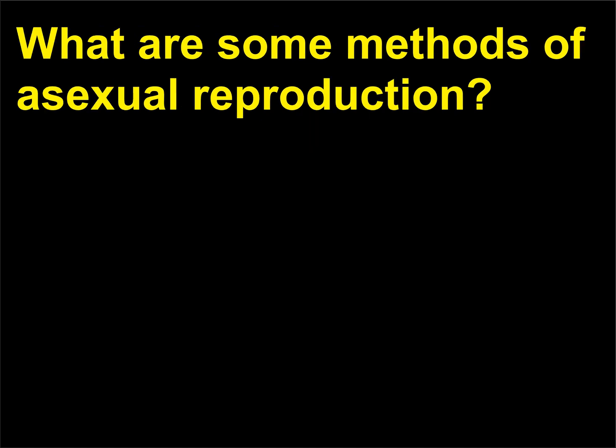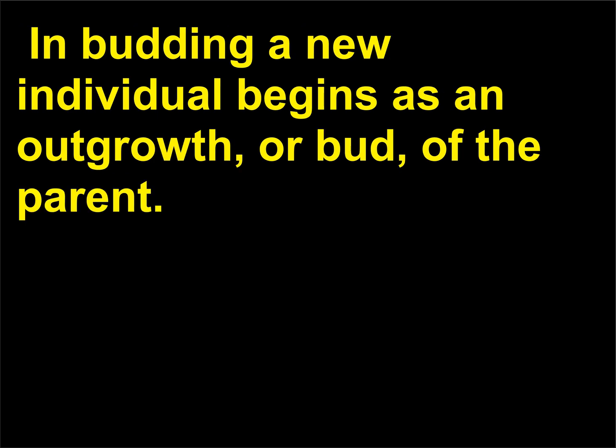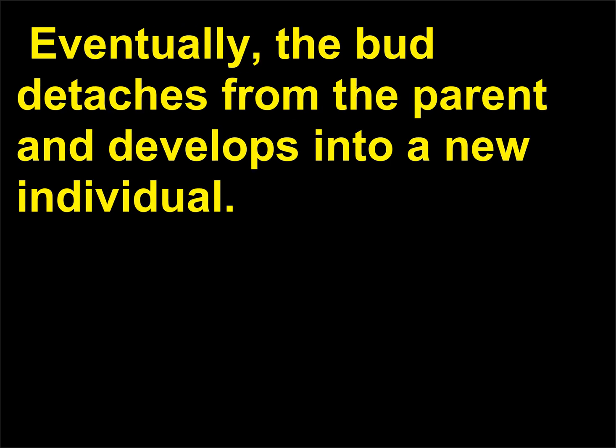What are some methods of asexual reproduction? Budding, fission, and fragmentation are methods of asexual reproduction. In budding, a new individual begins as an outgrowth, or bud, of the parent. Eventually, the bud detaches from the parent and develops into a new individual.